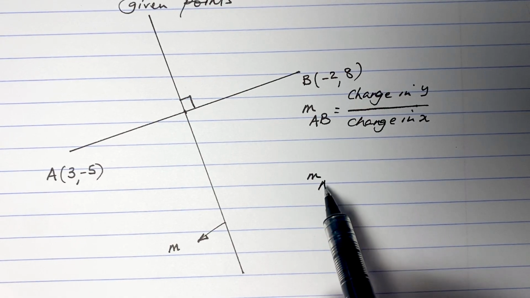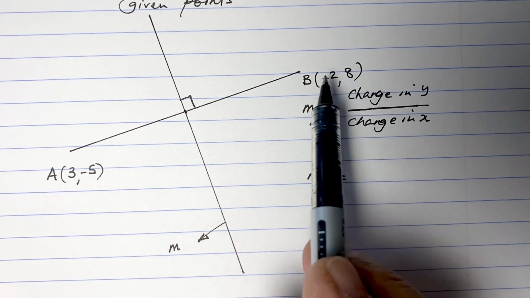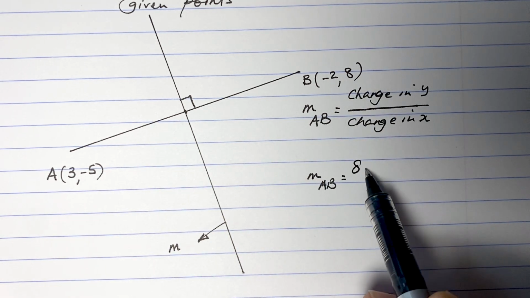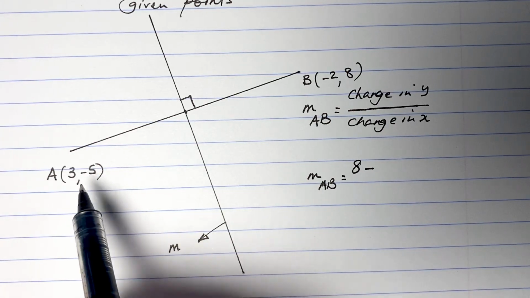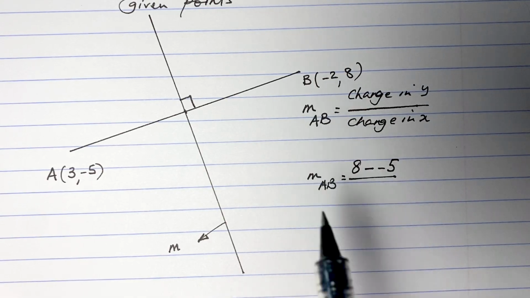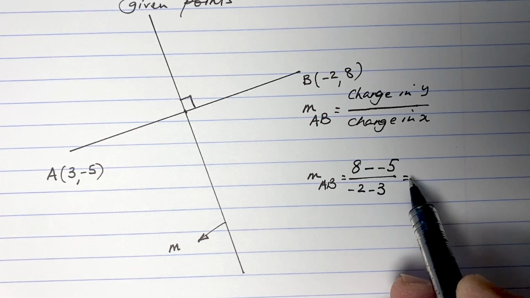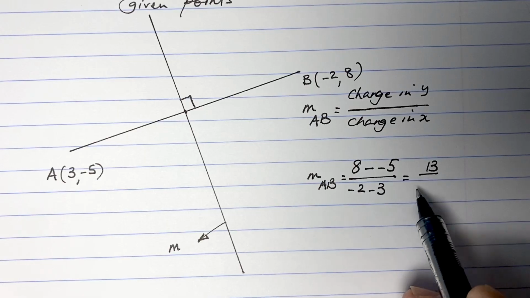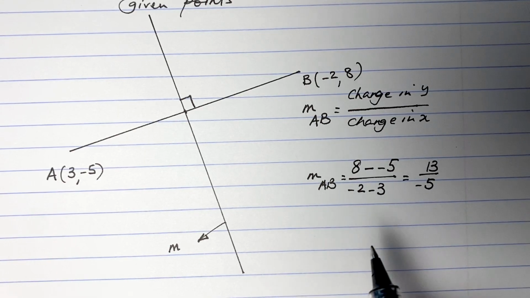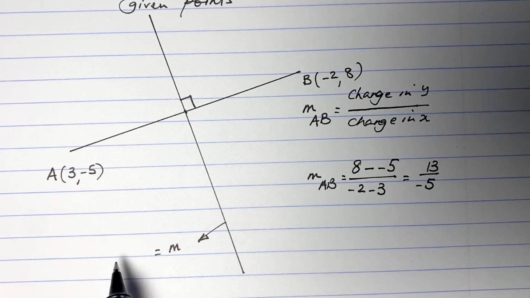So M of AB, change in y. Start with one of the points, say B, 8 minus -5. 8, change means take away. The second coordinate is -5. Need to go back again to point B, that's -2, -3. So we have 13 over -5. In this case, the M of this line would be the negative reciprocal of that, so plus 5 over 13. So we found the gradient.